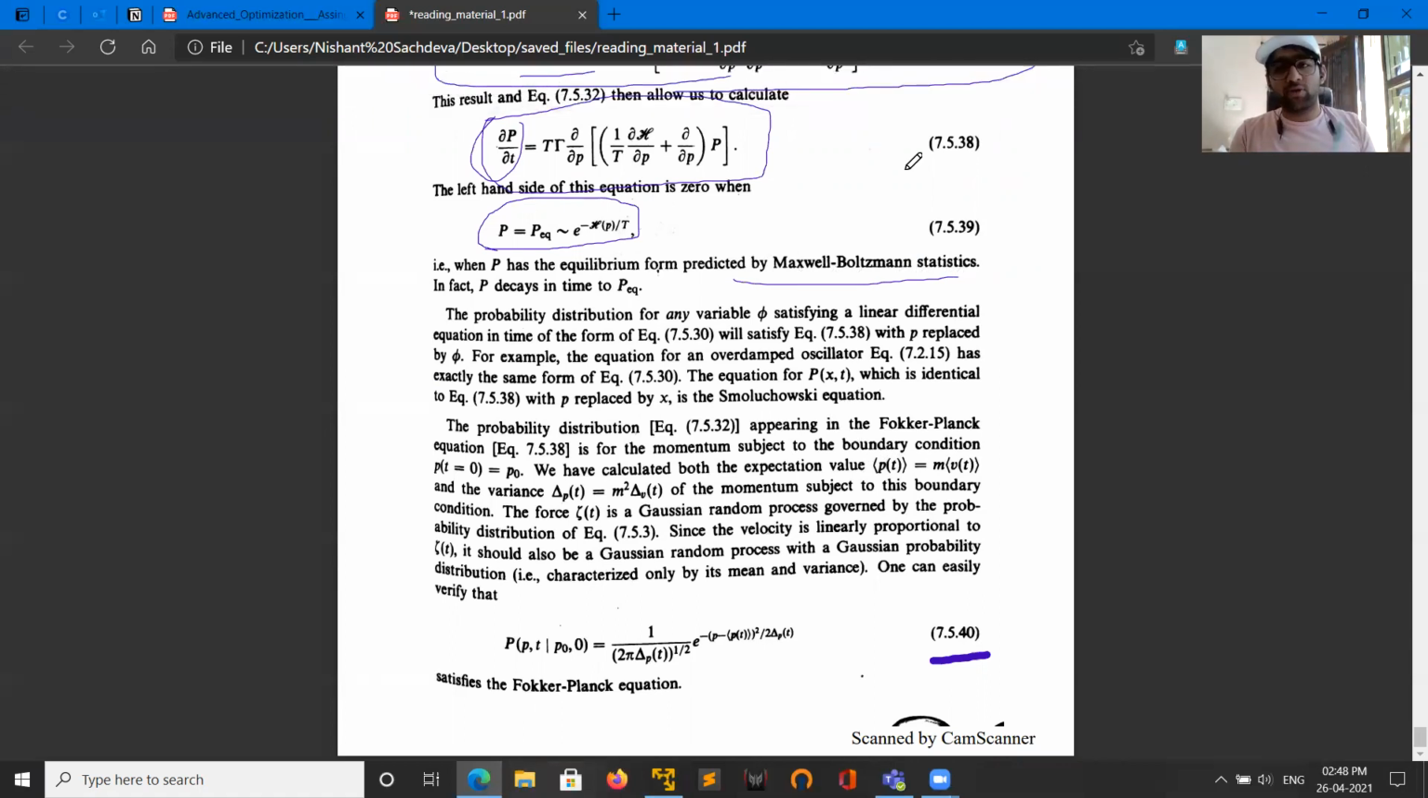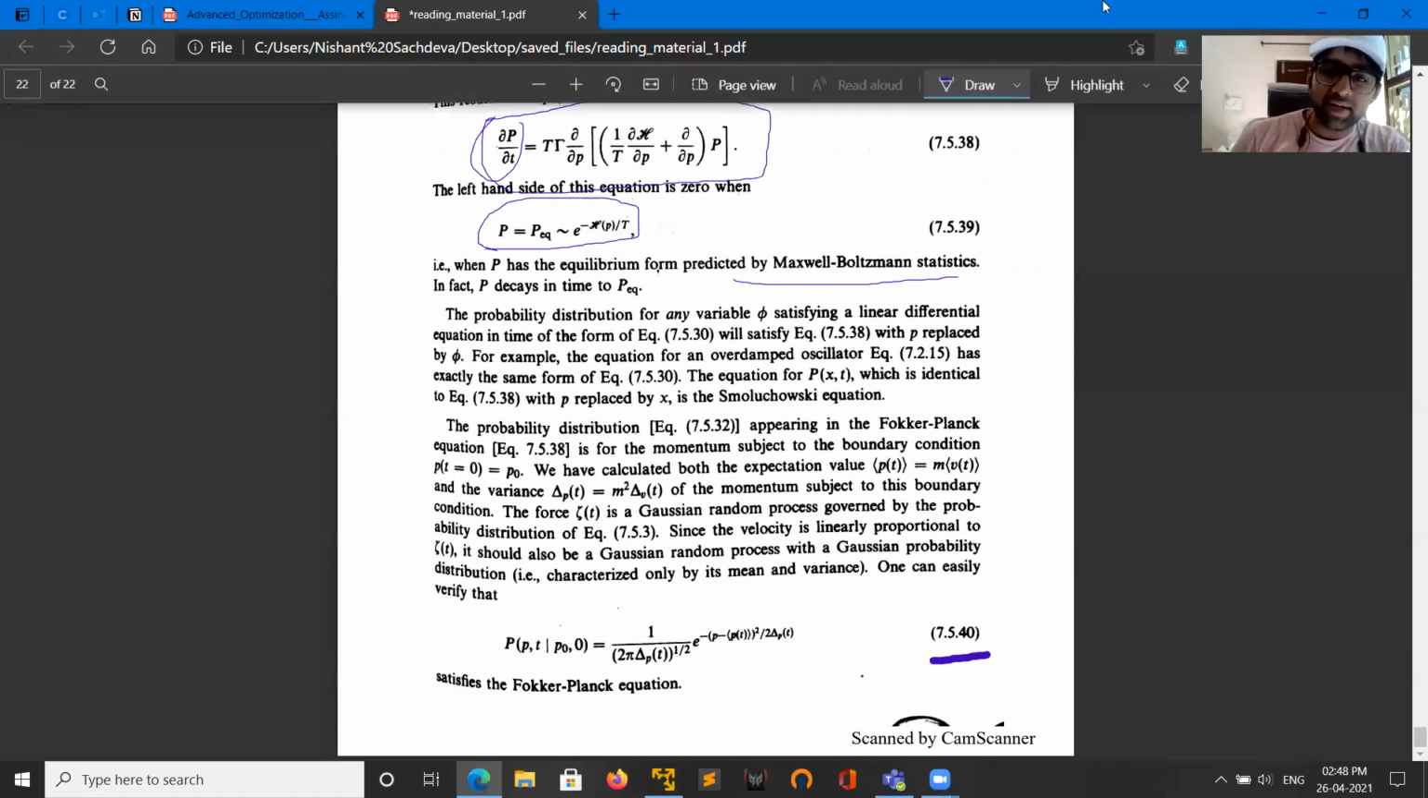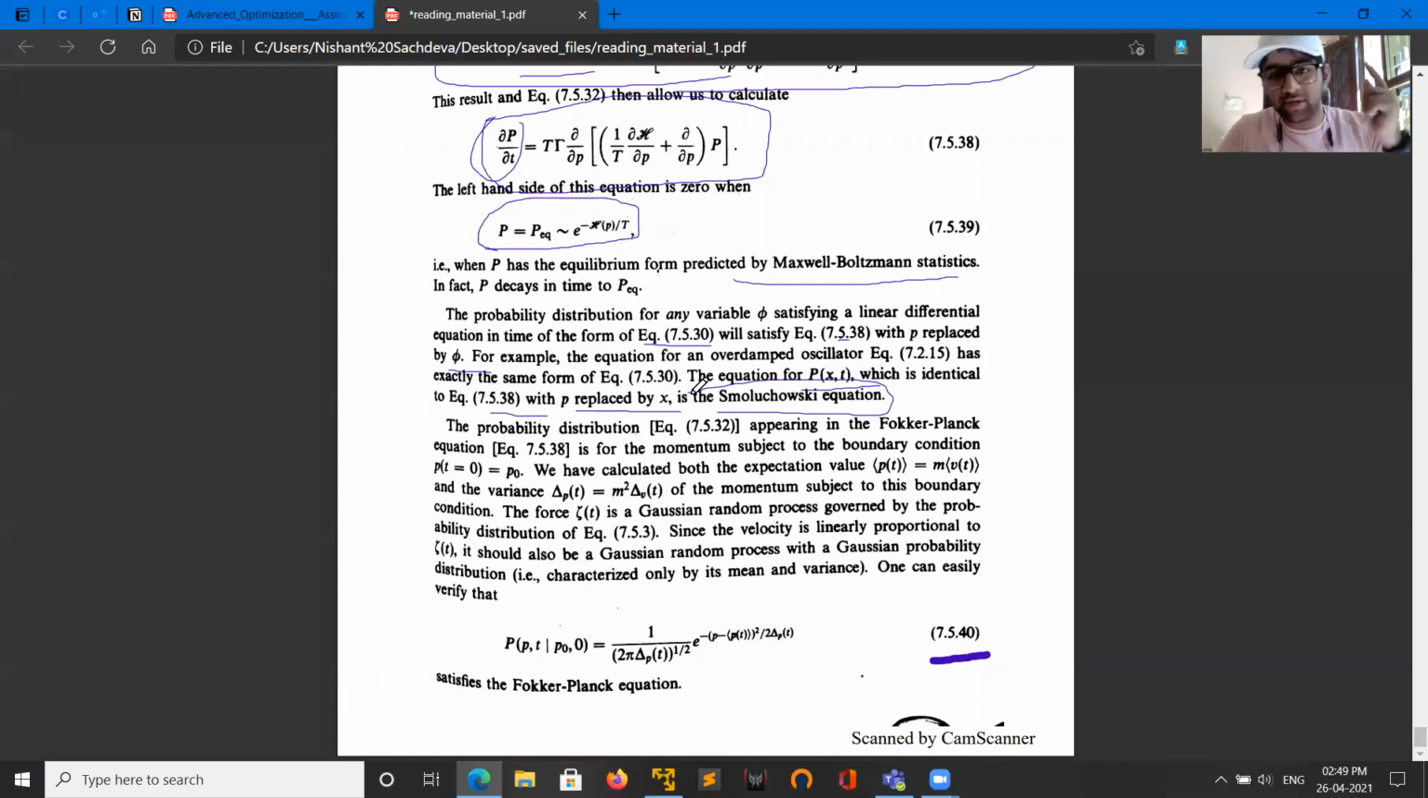What we did was we studied the equilibrium part, we studied the starting part, and we saw how the starting part decays to the equilibrium part. The probability distribution for any variable phi satisfying a linear differential equation in time of the form 30 will satisfy 38 with p replaced by phi. For example, the equation for an overdamped oscillator has exactly the same form as equation 7.5.30. The equation for p of x,t, which is identical to 38 with p replaced by x, is the Smoluchowski equation. What they are saying is that when velocities are replaced by distances, it is called the Smoluchowski equation. That's what they did just now.